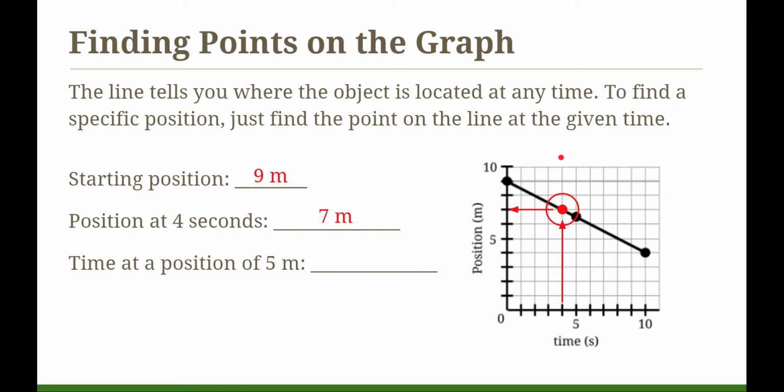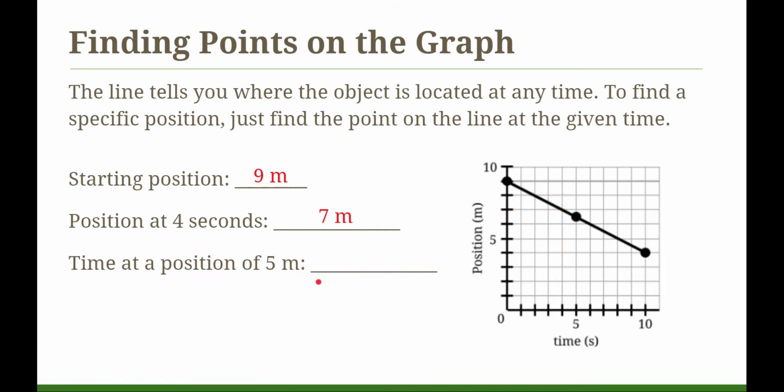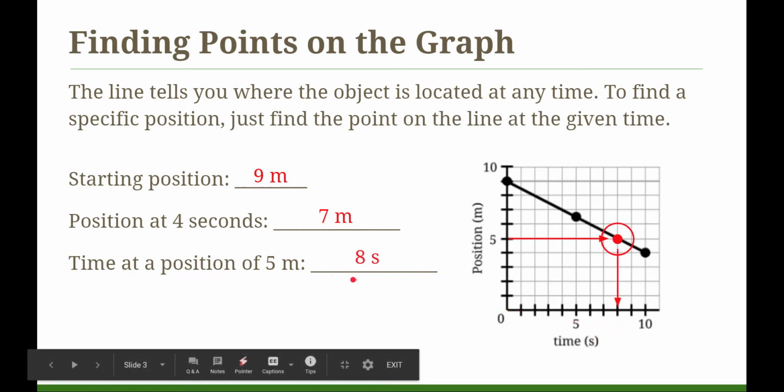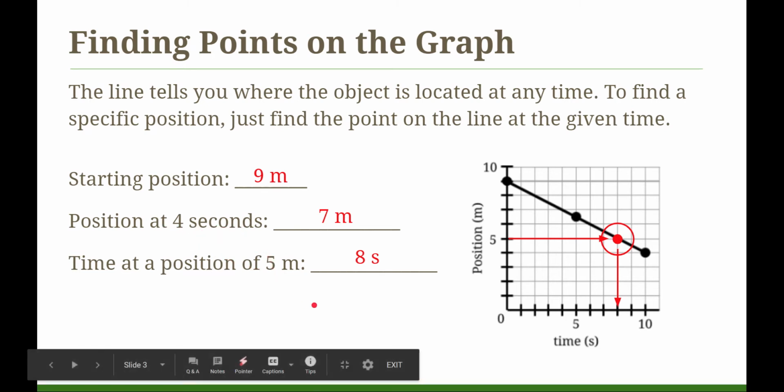If we want to find out what time do we get to a position of 5 meters, we just go back and basically do the same thing in reverse. So go to 5 meters, trace it over, find out where the line is. So it looks like it's right here. And then there's our point, and we can just read that point, and that time is 8 seconds. So we're just reading the graph at the given value to find the other value.